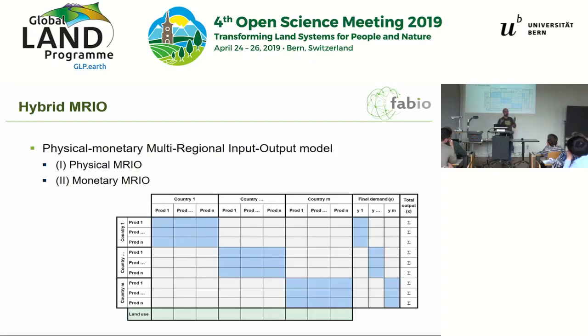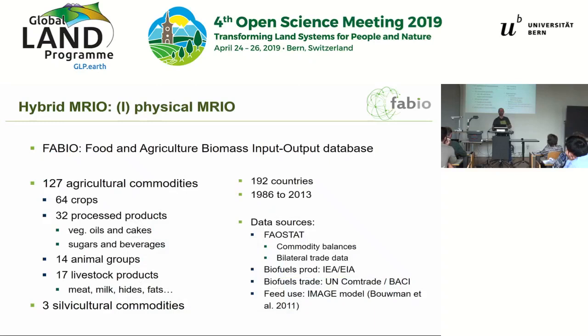A hybrid MRIO model, as I use this term, means that it's a mixed-unit IO table, so it combines physical and monetary units. Agricultural and food products are captured in physical units and non-food products in monetary units. So first, the physical part.